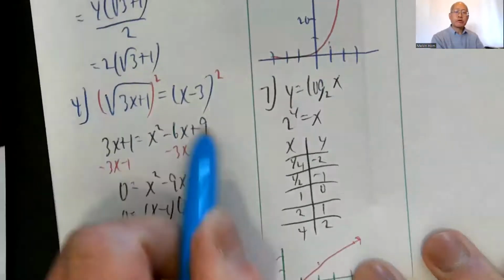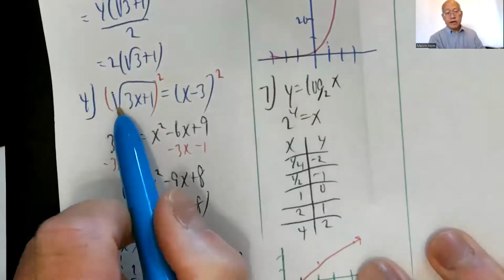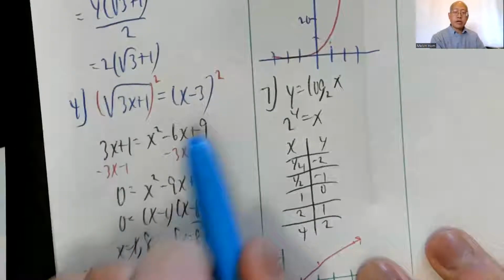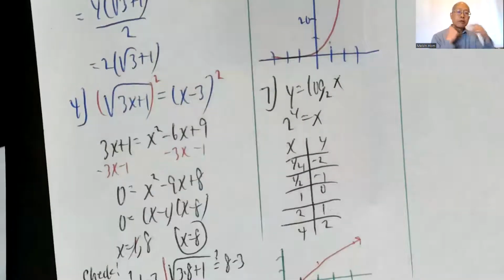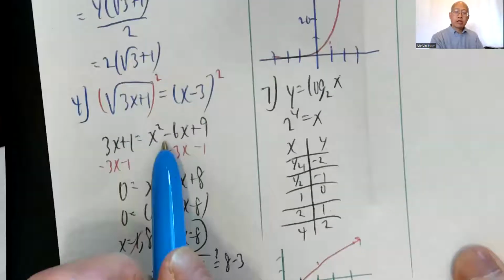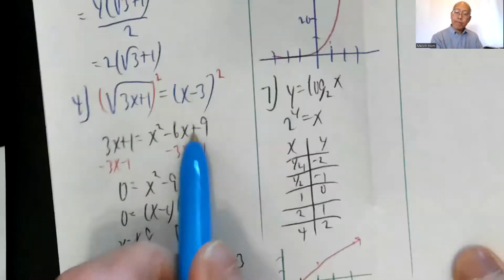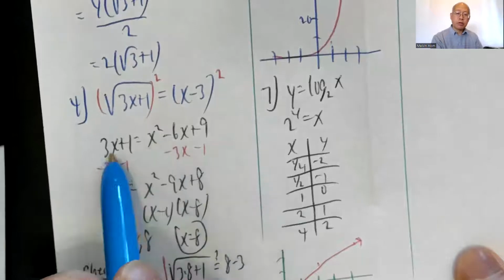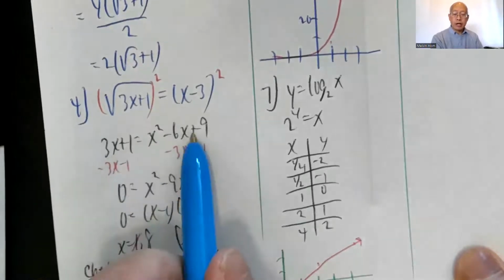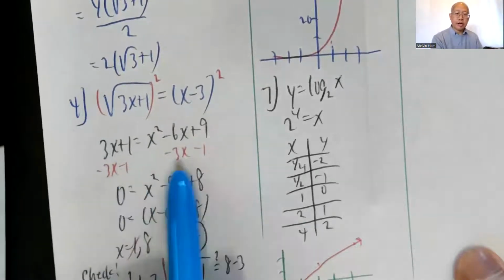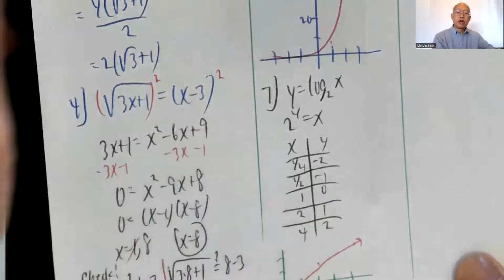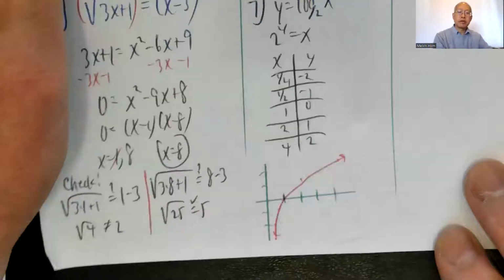Number 4, square both sides. The square root of a square is just 3x plus 1. X minus 3 squared, use the formula for a squared minus 2ab plus b squared. That gives me x squared minus 6x plus 9. This is a quadratic equation, so put 0 on one side and everything else goes on the other side. So I subtract the 3x and subtract 1 on both sides. 0 equals x squared minus 9x plus 8.